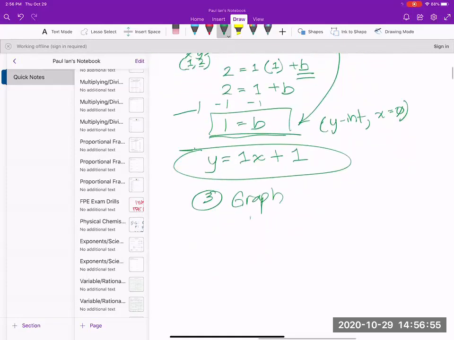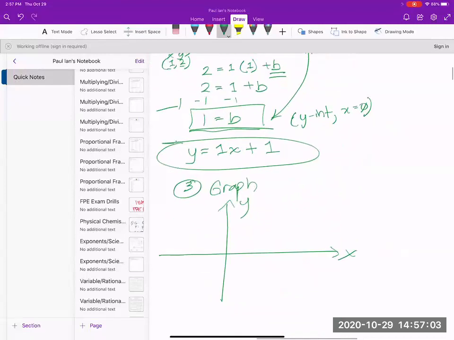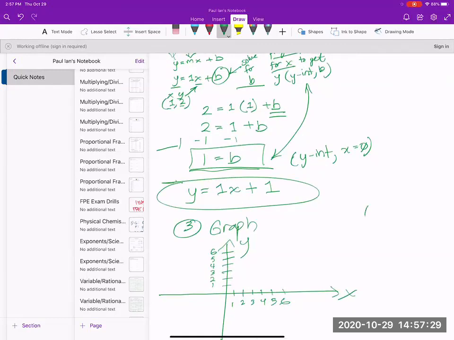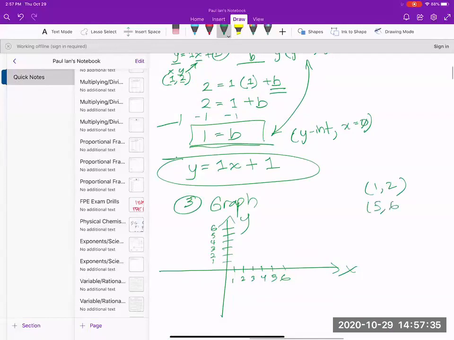I would probably lay out y like this and x like this. And let's see what my coordinates are. It goes all the way to 6, so I'm going to go up to 6. 1, 2, 3, 4, 5, 6. So that's 6, 5, 4, 3, 2, 1. 1, 2, 3, 4, 5, 6. Okay. And let's just actually graph 3 points. We actually have 3 points here. We have the first one, 1, 2. And then we also have 5, 6.